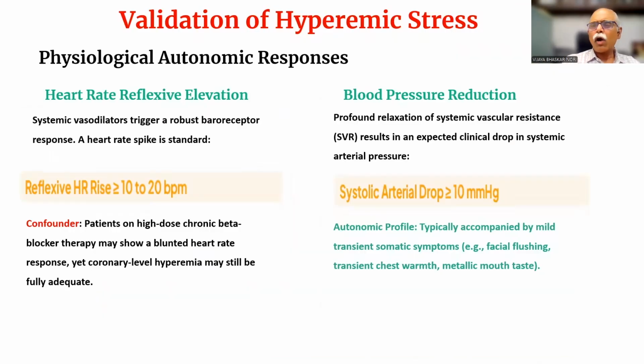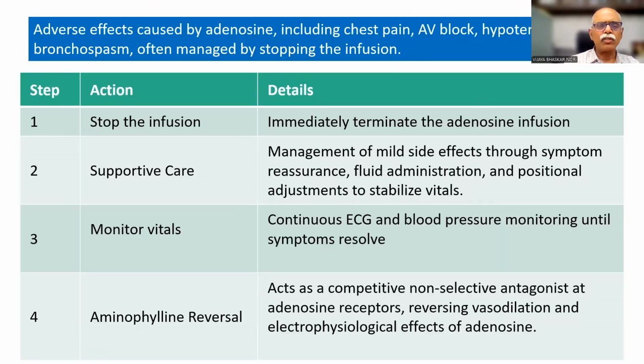compliance. So how do you validate hyperemic stress? How do you validate after giving adenosine? Heart rate increased by 10 to 20 beats per minute, systolic arterial pressure drop by less than 10 millimeters of mercury, or patient symptoms: facial flushing, transient chest warmth, and metallic taste in the mouth. That is when you have achieved peak hyperemic stress, and you start giving the contrast and do the multiple acquisitions.